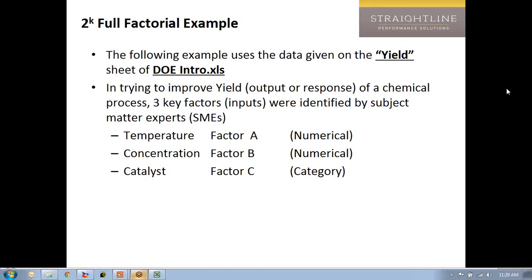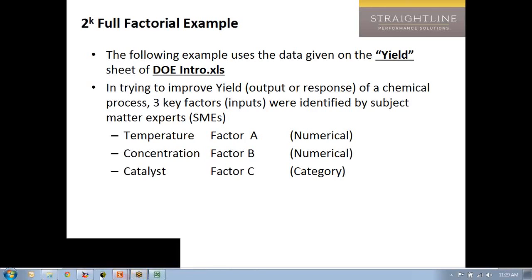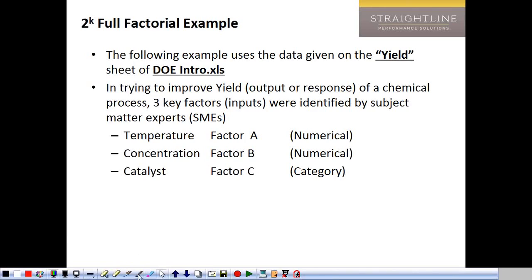So we've got a chemical plant in this case, and they want to improve yield, which is an output or a response. So my output is yield. Yield is the output here.